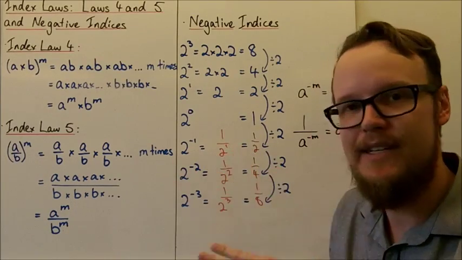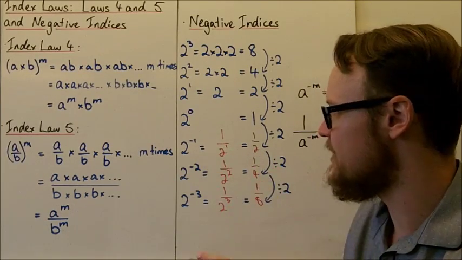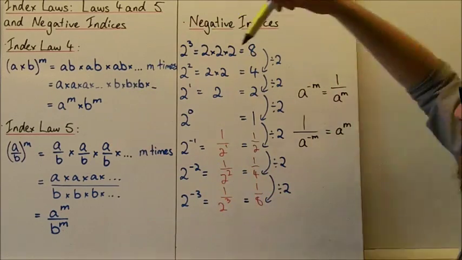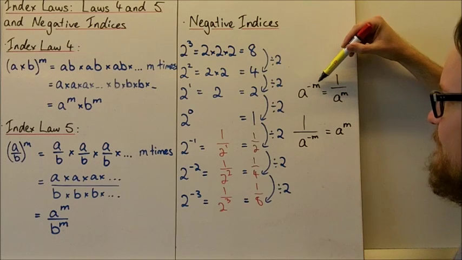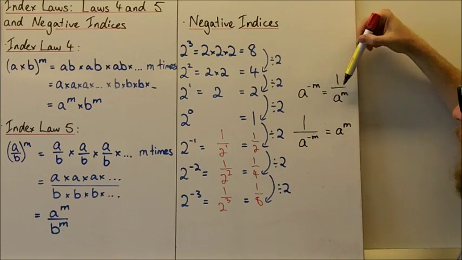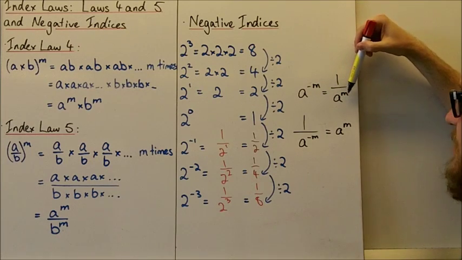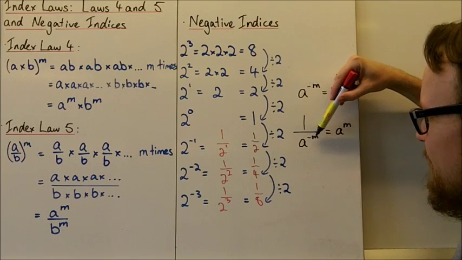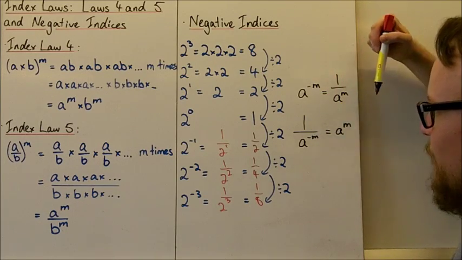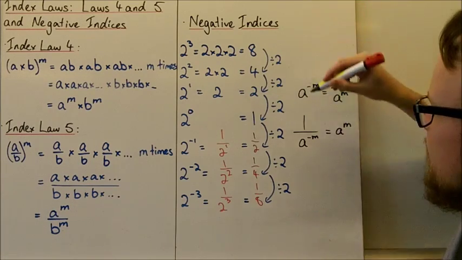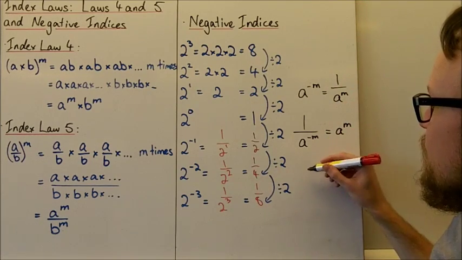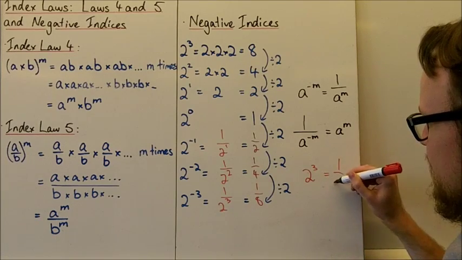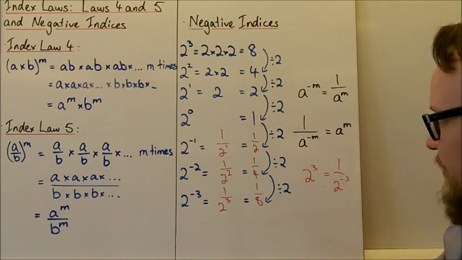If we have a negative index, the reciprocal of it will have a positive index. So if I've got a to the power of negative m, that's the same as 1 over a to the power of m, a positive index. And if I've got 1 over a to the negative m, the reciprocal of that is the positive index here. So I could express 2 to the power of 3 as exactly the same as 1 over 2 to the power of negative 3.